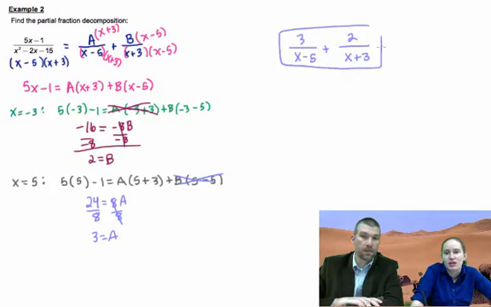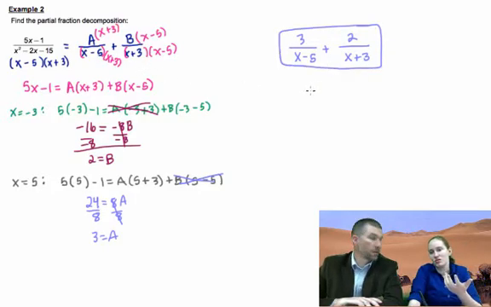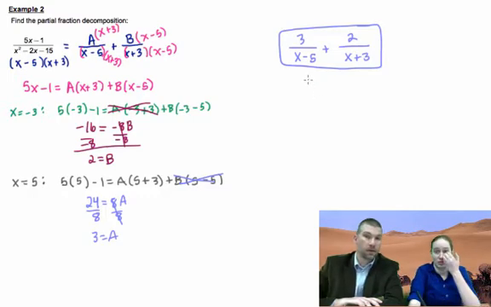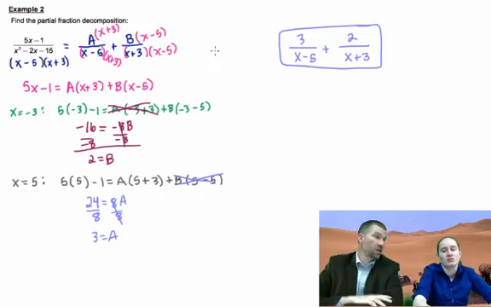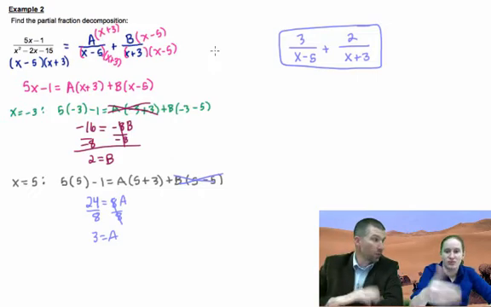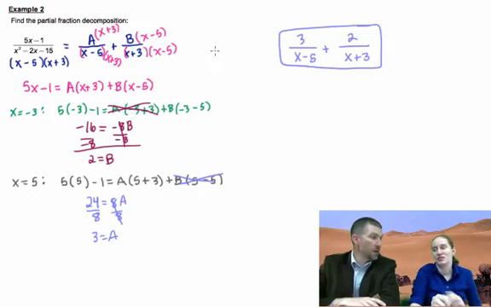And that's our answer. Now, if you had written these in the opposite order, you just would have gotten 2 over x plus 3, plus 3 over x minus 5, which is the same thing. The 3 just needs to go over the x minus 5, the 2 over the other one. It doesn't matter the order.